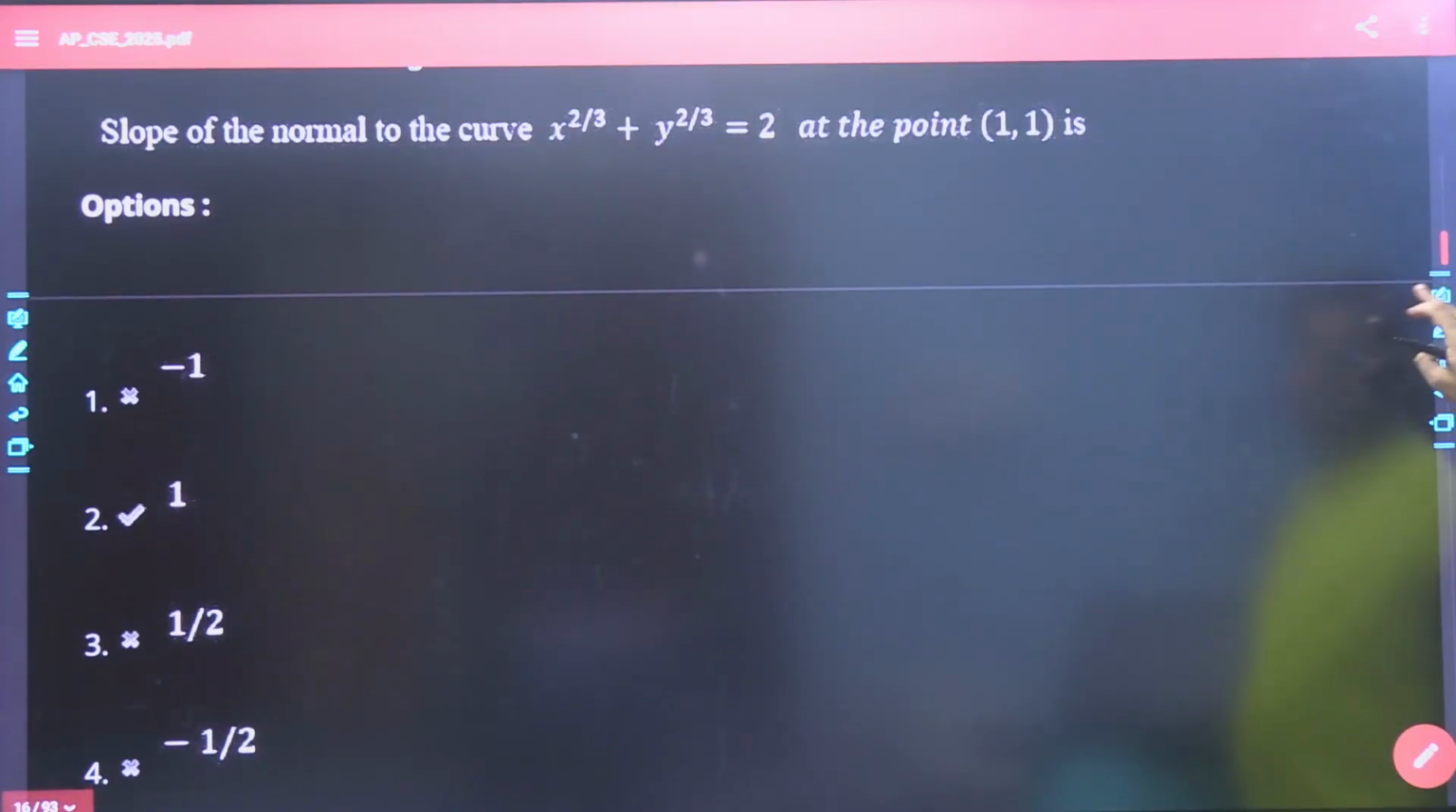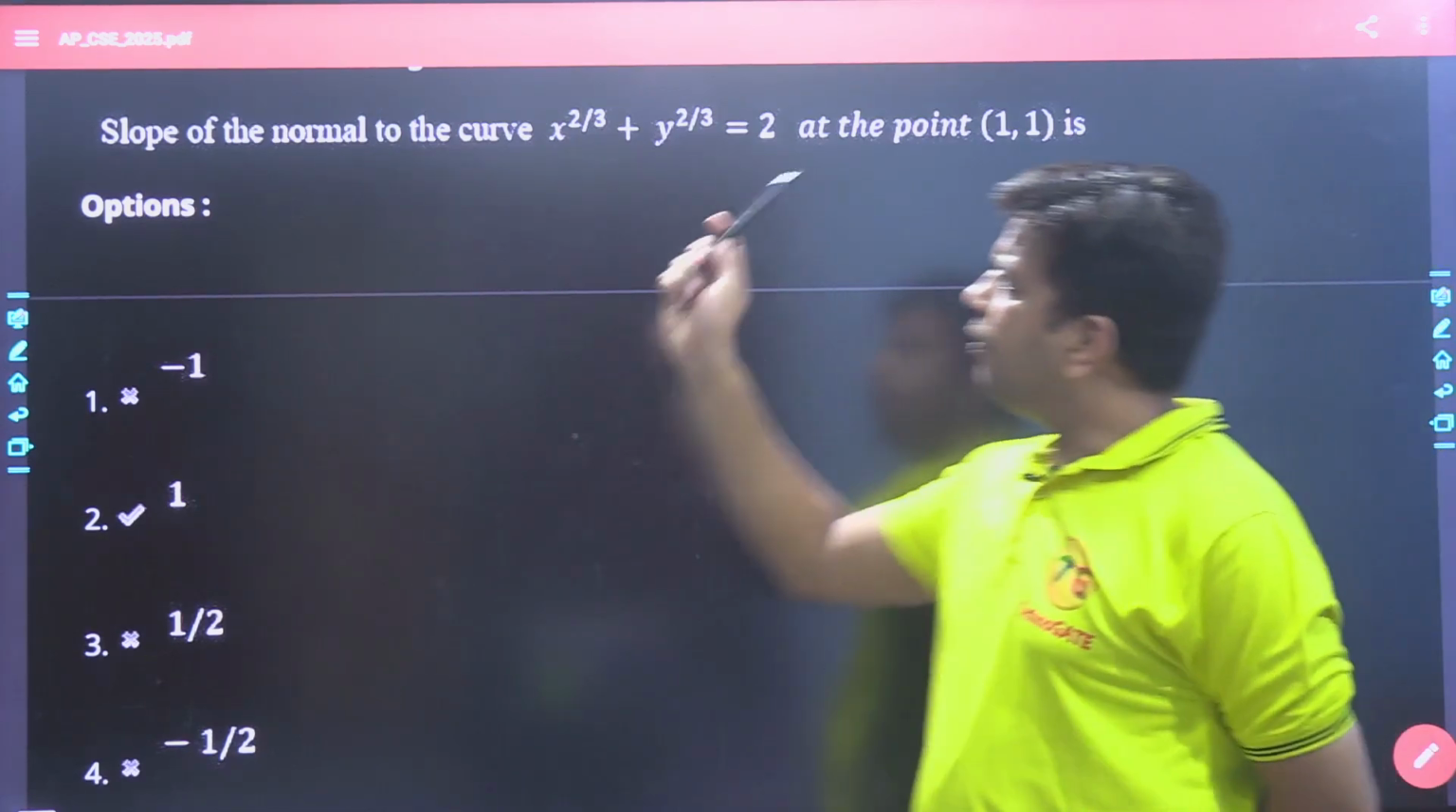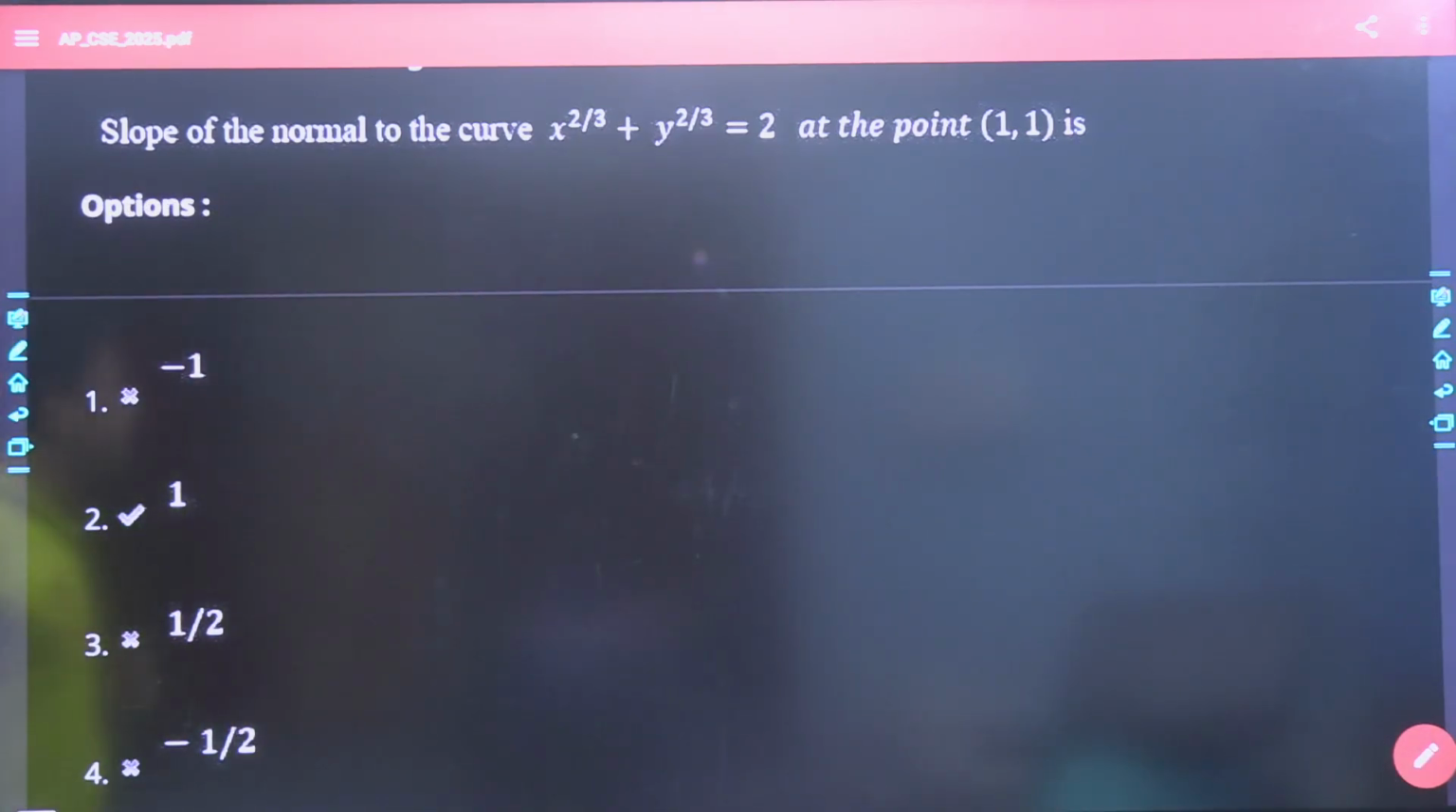Now see the next question: slope of normal to the curve at the point is what? If you want to find out the slope of normal, first of all you need to take the differentiation of this particular equation, because we need to find out the value of dy by dx.